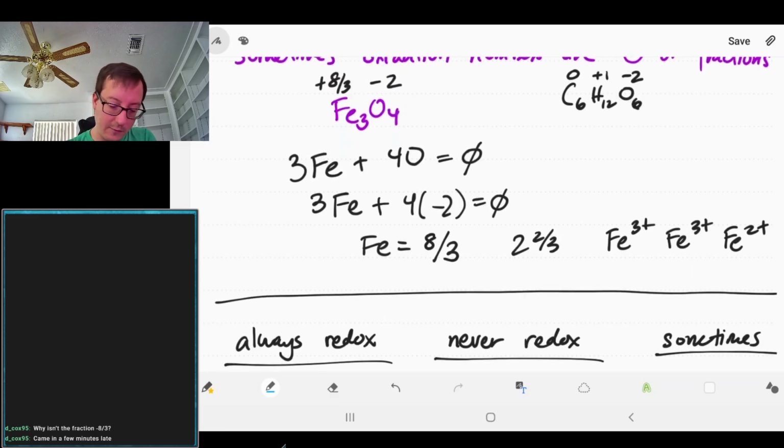It's positive because the oxidant is negative. So if you solve this part, 3Fe equals negative 8, positive 8, because this part is negative 8. So to move that to the other side of the equation, you would need to add 8 to both sides. And that's why it's positive.